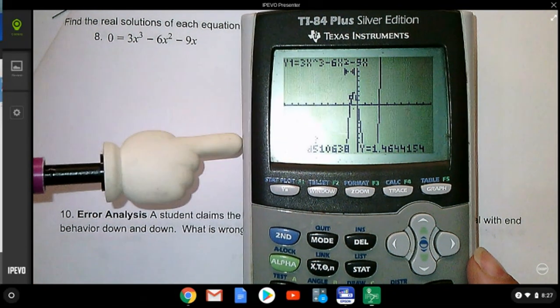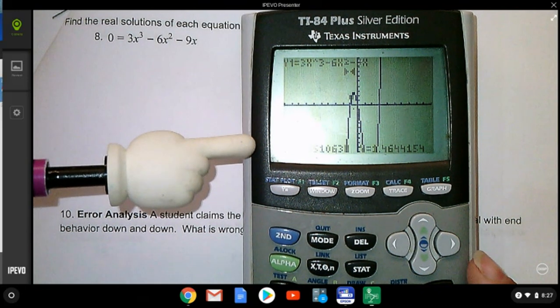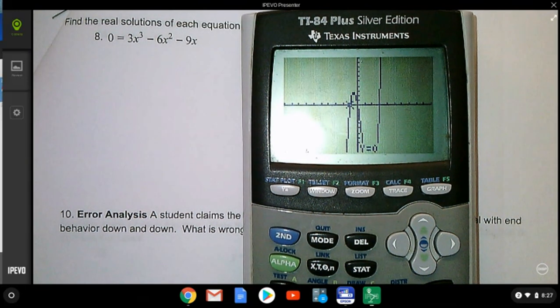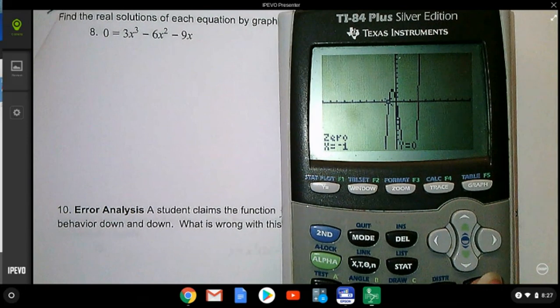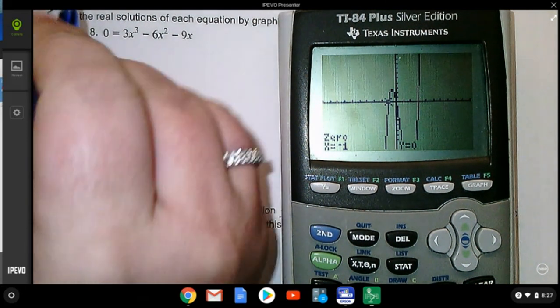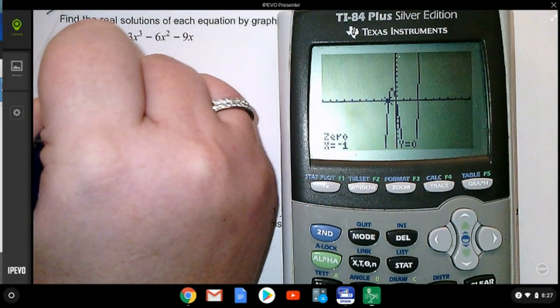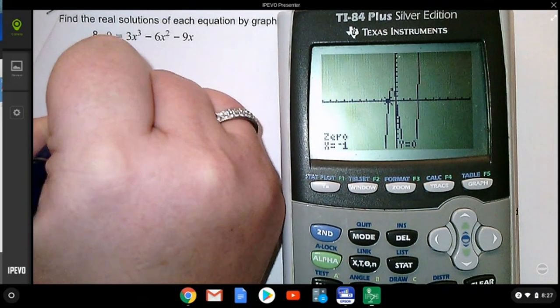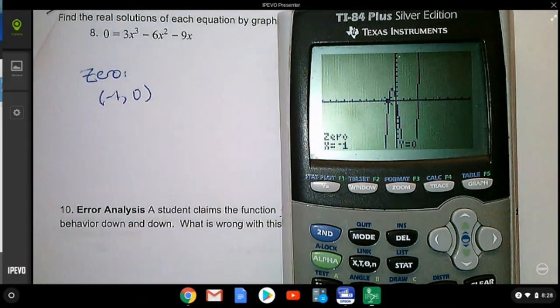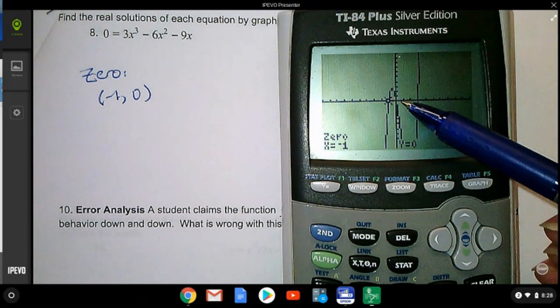It says guess. You can't read it, but it does. I don't want to guess, so I'm just going to hit enter again. And it says -1, 0. Did you guys get that? Okay. So our first 0 is -1, 0. So my second 0 would be this one right here.